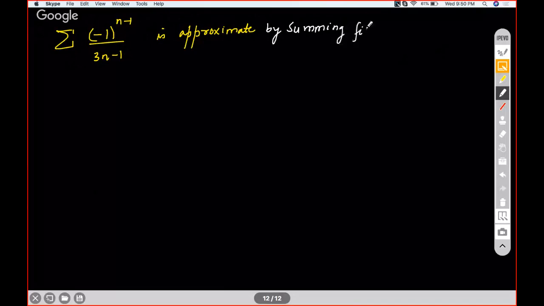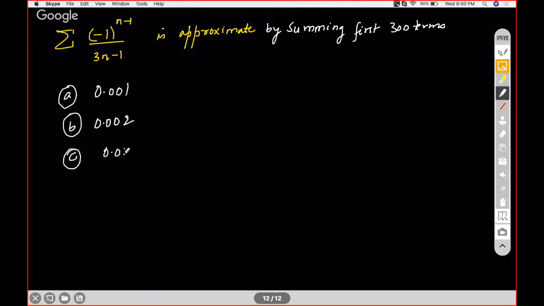What is the max error that can happen by your approximation? So what is the error bound of your approximation? Option A, 0.001. Option B, 0.002. Option C, 0.005. Option D, 0.01. And option E, 0.02. So the error bound is which of the following?